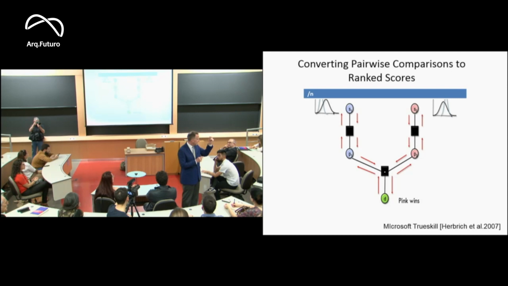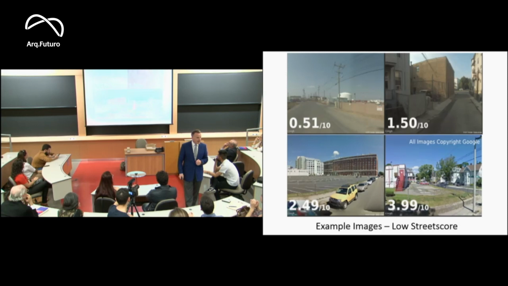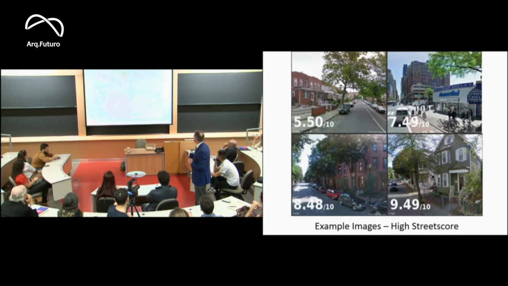So with that, they then formed, so this is a particular loser, okay? This is not a place that people feel safe in. These are all pretty low, it goes up to 10, so this is a particular loser. This is getting slightly better. And these are high streetscapes, so these are places that people said looked better. So they got 8,000 images or so ranked in this.